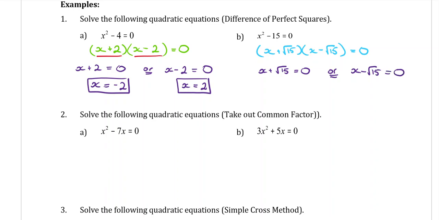Solving each of those little equations, the first one I move the root 15 across the other side and it would become negative square root of 15. In the second equation, moving the negative root 15 across the other side, it will become a positive root 15. And so there are my two solutions.